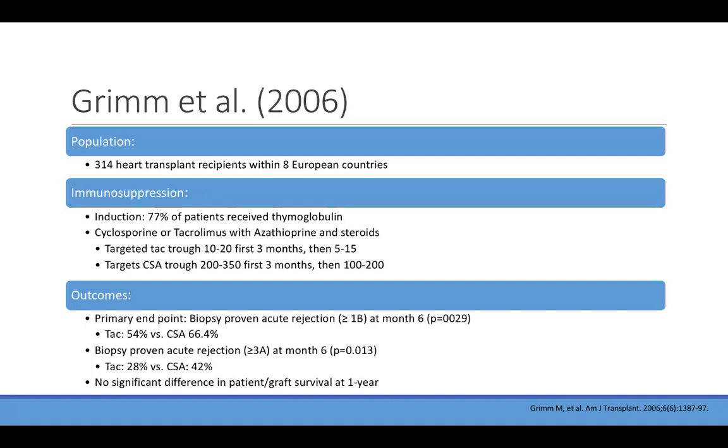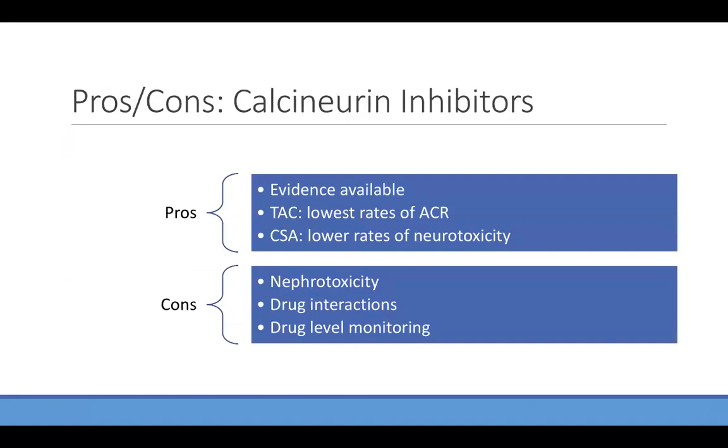In terms of our more serious rejections, which would be greater than 3A, at month 6, again, the biopsy-proven acute rejection was lower in our tacrolimus group, which is 28% versus our cyclosporin at 42%. There's no difference in patient and graft survival at 1 year, but this really reinforced why we use tacrolimus versus cyclosporin in our patient population.